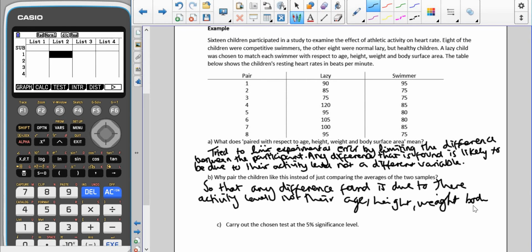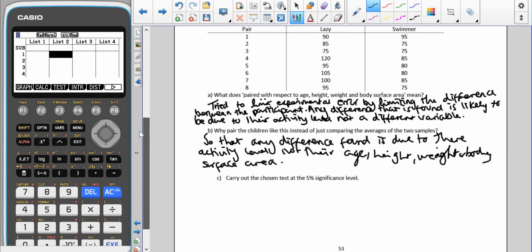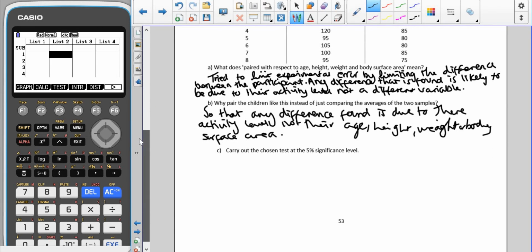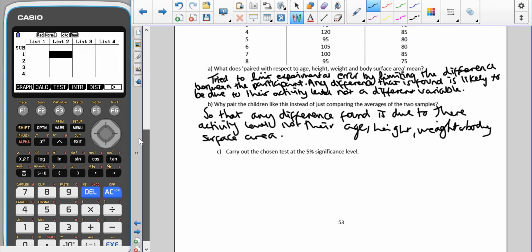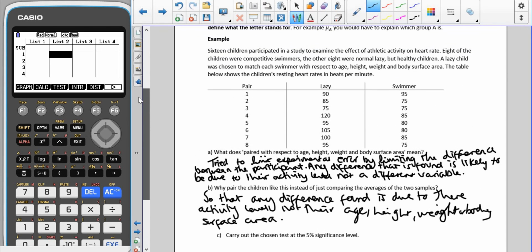Body surface area. So we're trying to limit the amount of things that are going to affect it. So we're trying to now carry out the chosen test at 5% significance level.